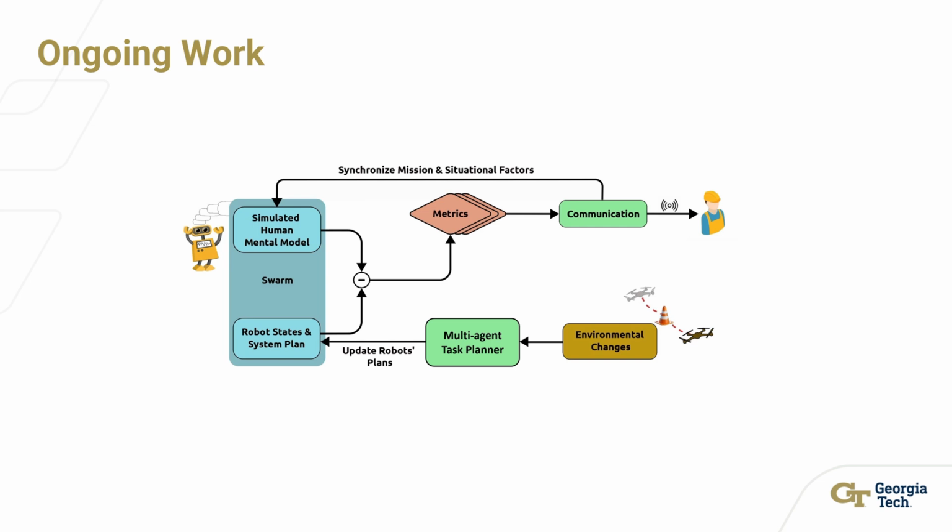As for our ongoing work, we are integrating the system with a simulated human mental model to represent operators' expectations. When the actual system's behavior significantly deviates from the model's prediction, it triggers a report to the human operator, who can then adjust the system. This human-in-the-loop design further enhances the system's resilience, especially in safety-critical or uncertain environments.